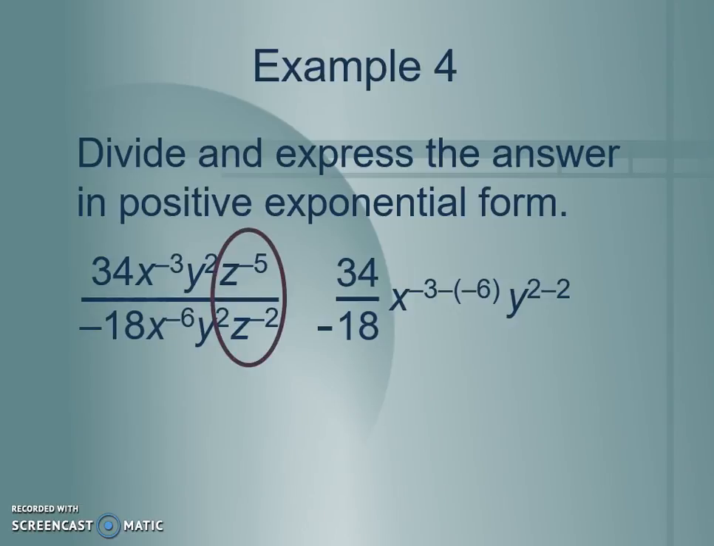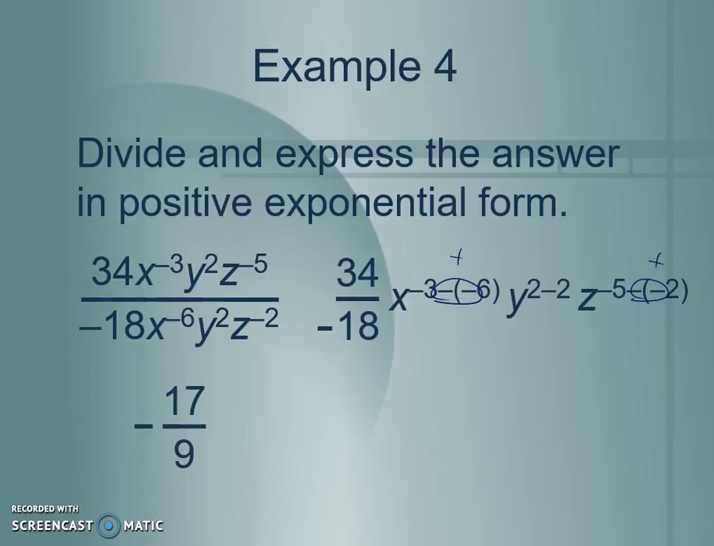And then our z's, again, we're dealing with negatives, but we're subtracting, so it'll be z to the negative fifth minus negative 2. We have to remember whenever we are subtracting a negative, that's the same thing as adding. Does 3/4 over negative 18 reduce? Yes, it does. It reduces to negative 1 over 24. Then we have negative 3 plus 6, so we have x to the third, y to the 0 power, because 2 minus 2 is 0, and z to the negative third, because negative 5 plus 2 is negative 3.